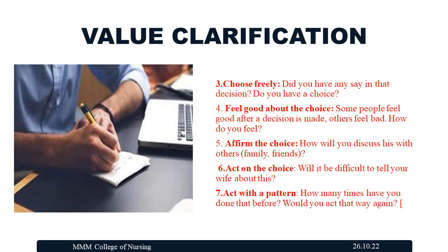The seventh step is act with your pattern. How many times have you done that before? Would you act that way again? We have to think how many times you made that type of choice, and whether you would like to follow the same choice again. These are all the things we should assess. Totally, there are seven steps in value clarification.